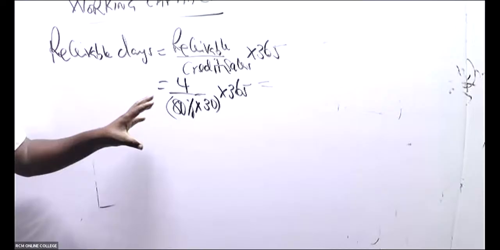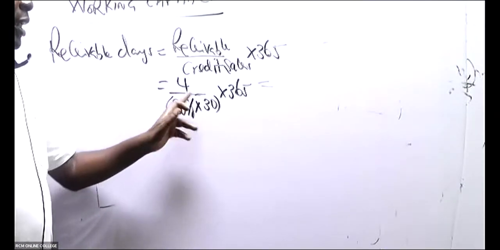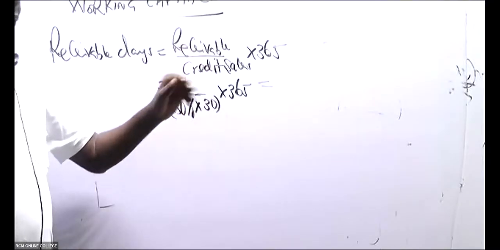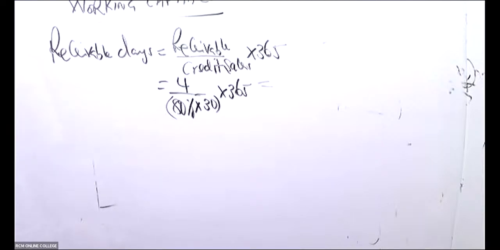Remember how you do it. You take 4 divided by open brackets, 80 over 100 or 0.8 times 30 close brackets, times 365. Please give me a whole number.